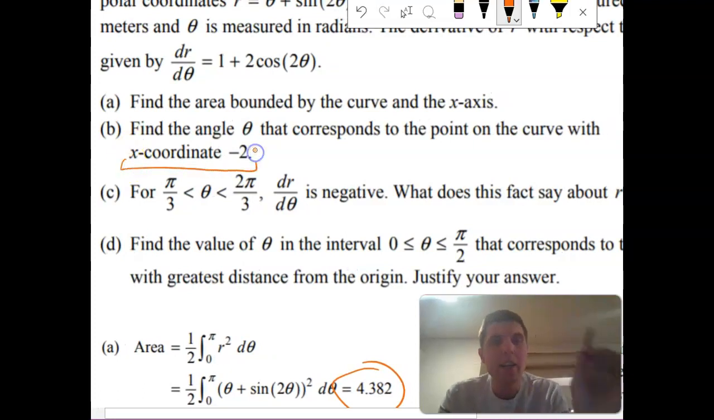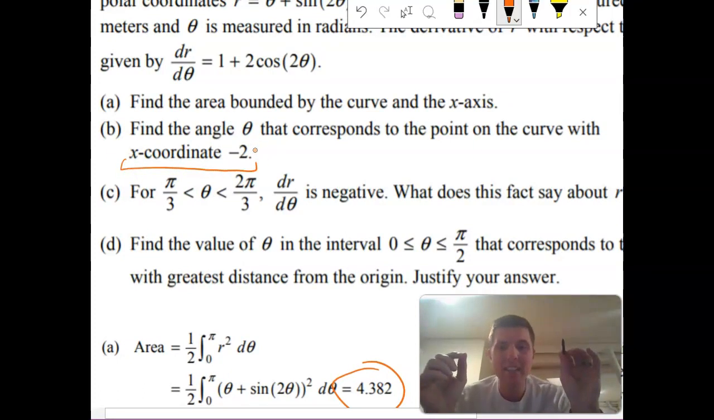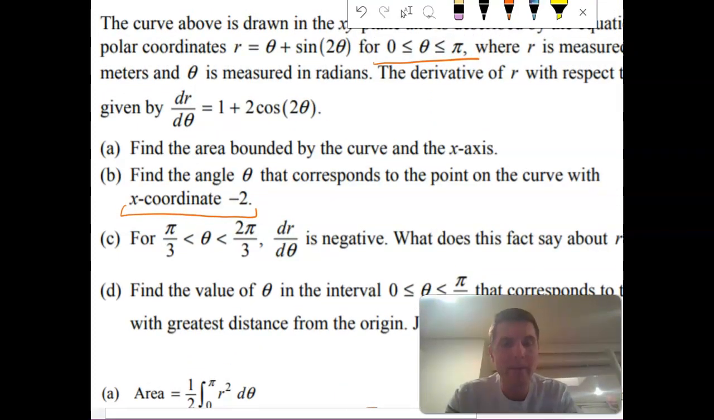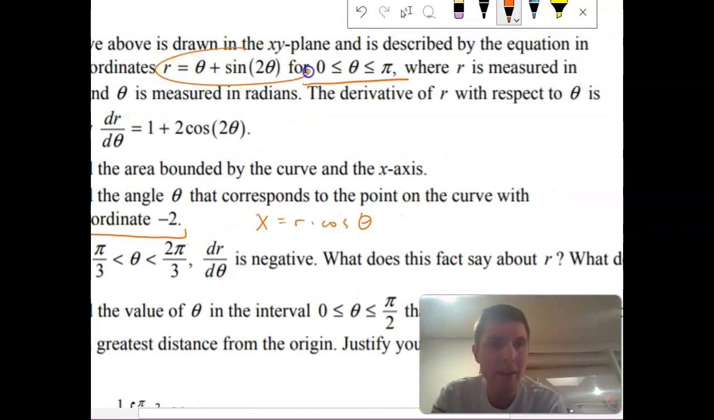Part B, find the angle that corresponds to the point on the curve with the x-coordinate of -2. We got to remember our x equation in polar form, because we're going to use that here to set up. So remember x equals r times cosine of theta. Luckily we have that r, it's right up here.